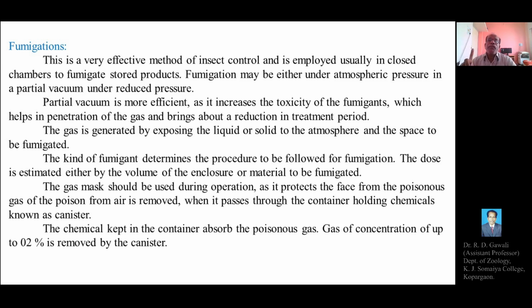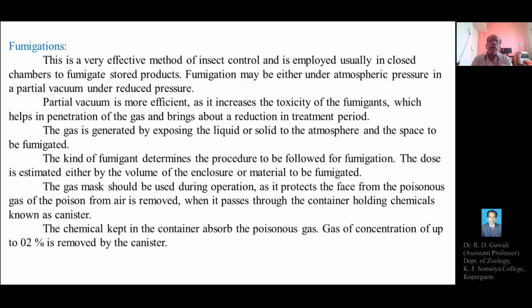So fumigation is a technique usually used for the application of gaseous or poisonous gas, a gaseous fumigant released from the solid or liquid material of the actual fumigant, and that is simply directed towards the space.